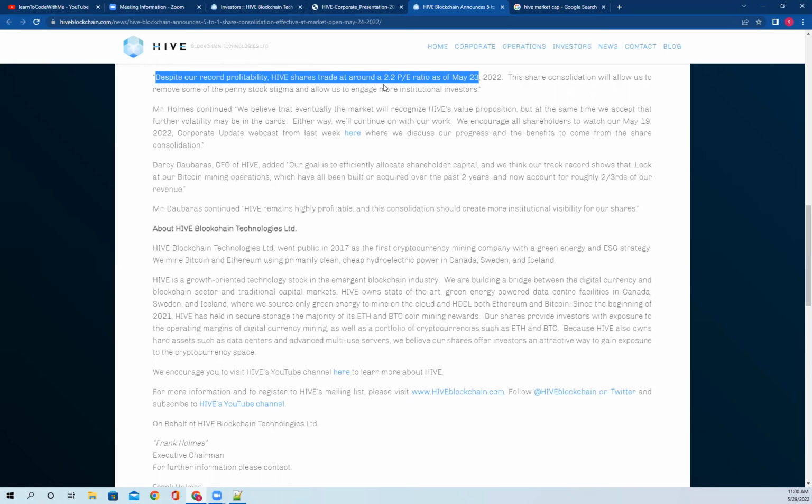PE ratio of 2.2 means that for every $1 that Hive earns, you're paying $2.2. Now, I don't know if you're familiar with this metric, but typically a good PE ratio, the smaller it is, the better it is for you, right? That's just a way to see if a company is undervalued. 10 in general is good for a value stock. 20 plus is good for a growth stock. And so once again, the lower it is, the better it is.